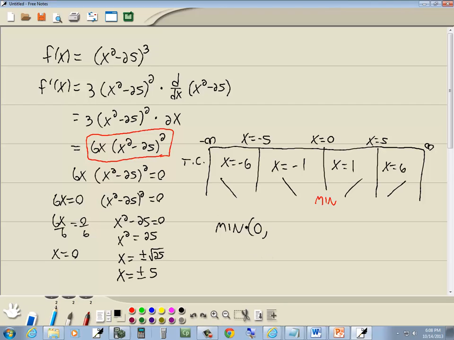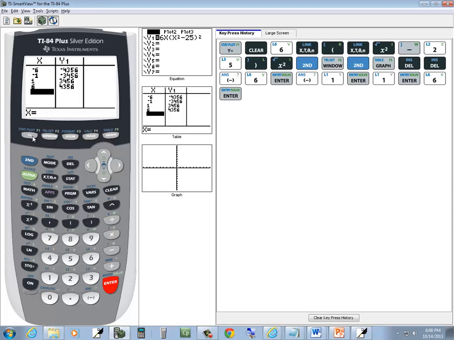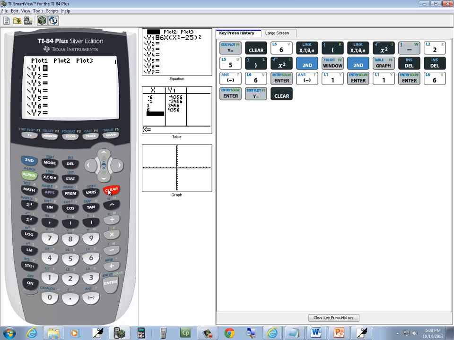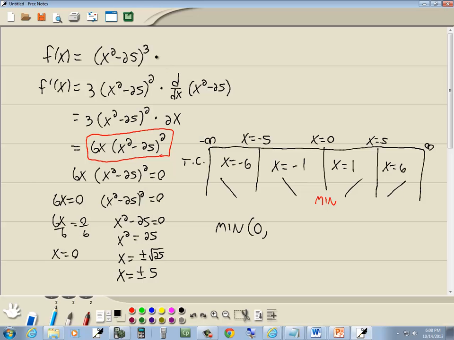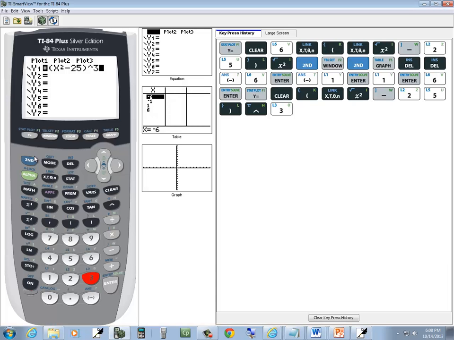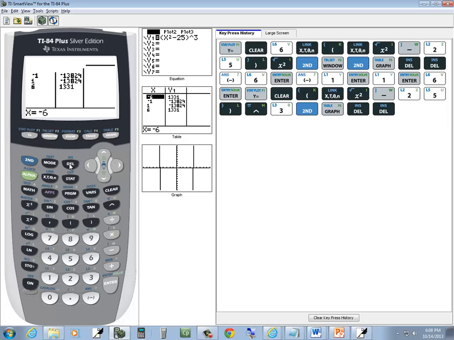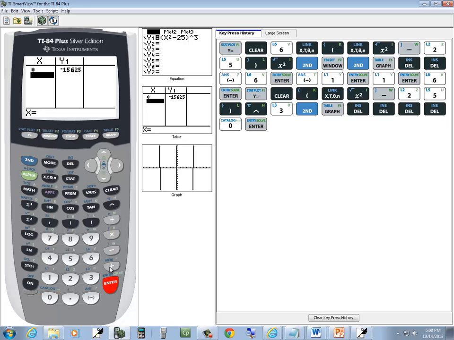There we go. Now we want to plug 0 back into our original function and see what our y value is. So I'm going to use the calculator for this. I'll be lazy. I'll press y equals, clear, and I got beginning parentheses, x squared minus 25, closing parentheses, caret 3, third power. Okay, now I'm going to do second graph, go in table. Now press delete over and over, clean those out. And we'll put 0 in, and then press enter.